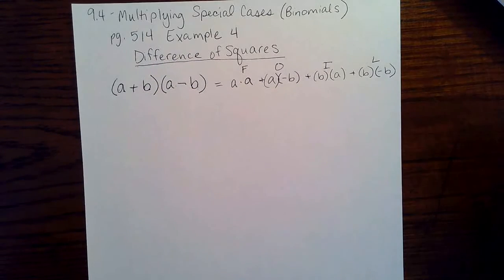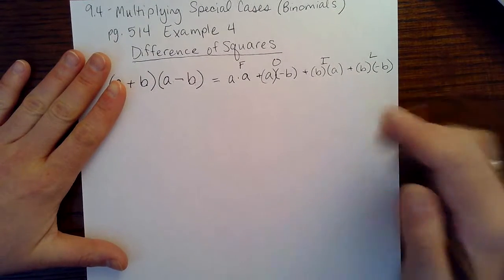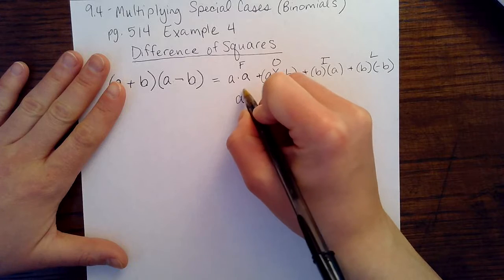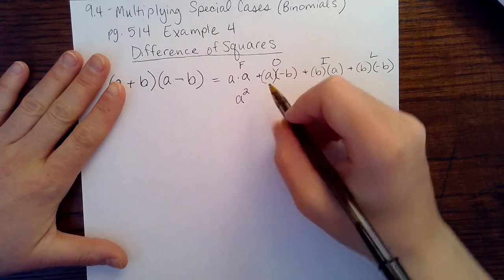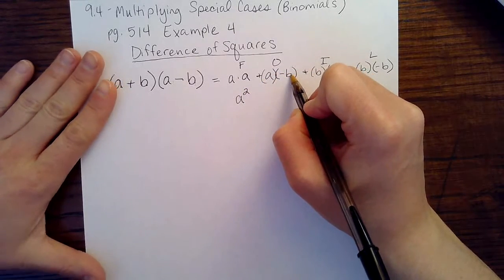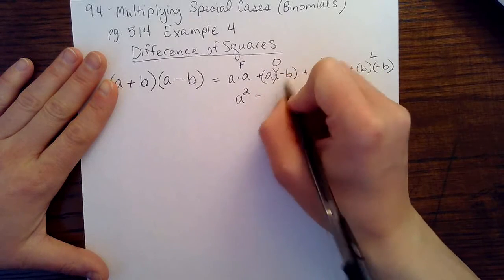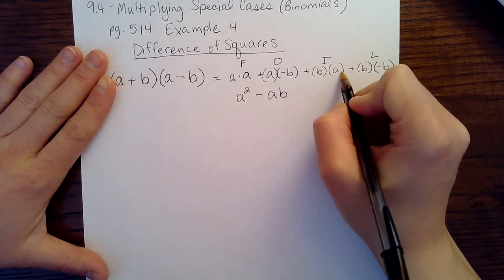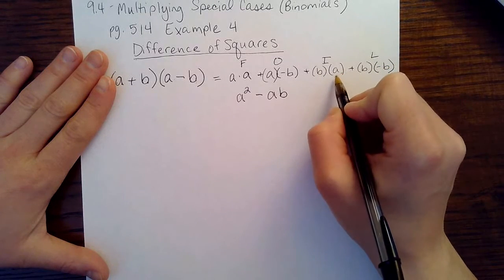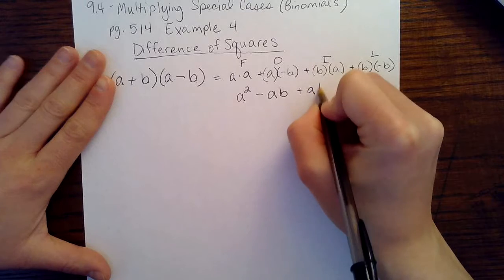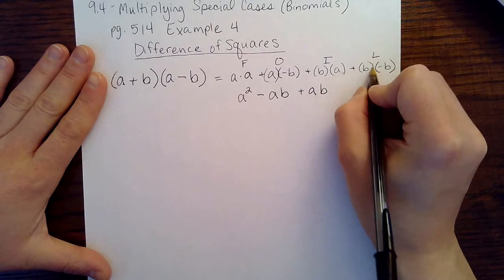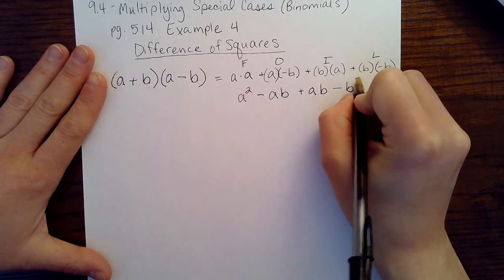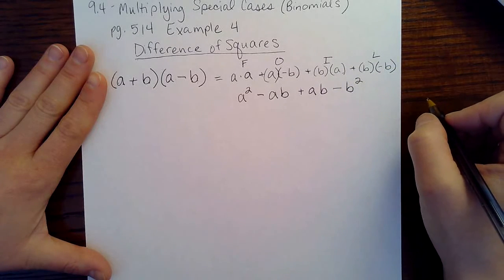Those are the lasts. And we can simplify each of these just like before, but we do get a little bit different answer. A times A simplifies to A squared. A times negative B, we actually subtract that term, A times B. Just like before, we have B times A, but we can rewrite that product as A times B. And then finally, B times negative B is the opposite of B squared, or negative B squared.